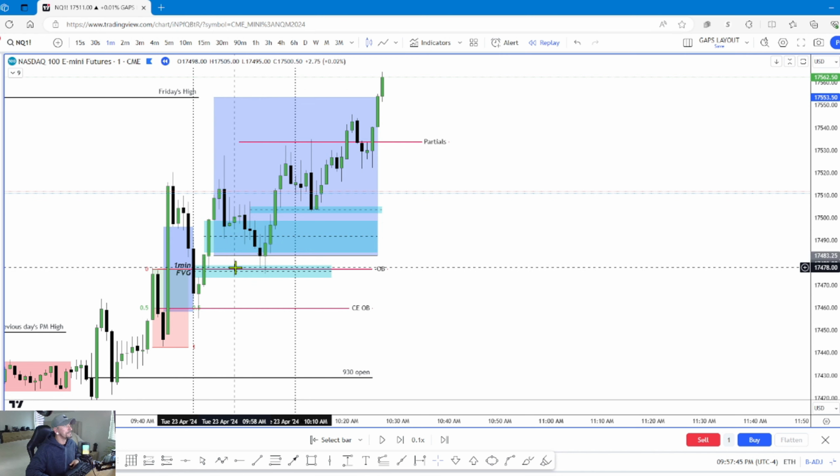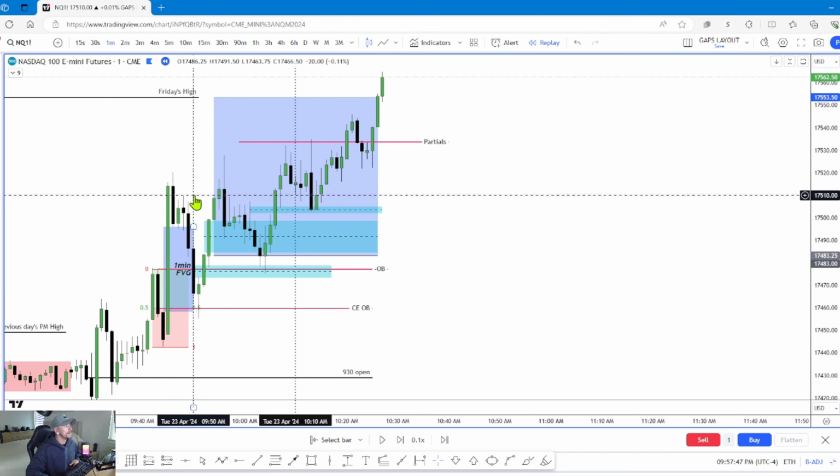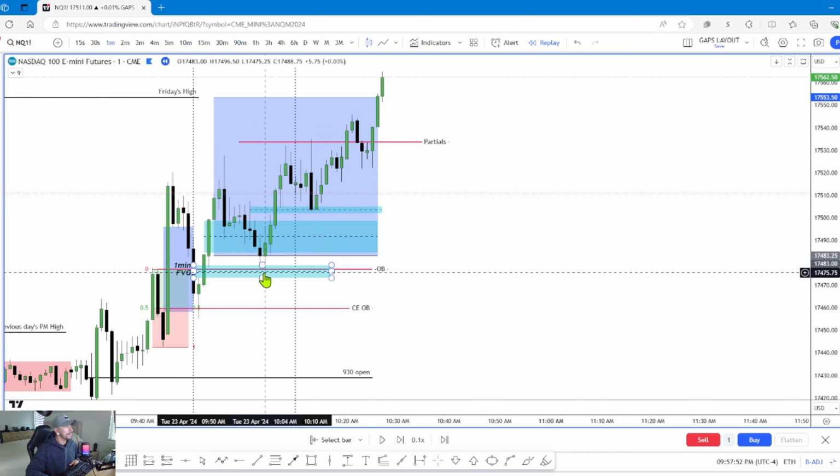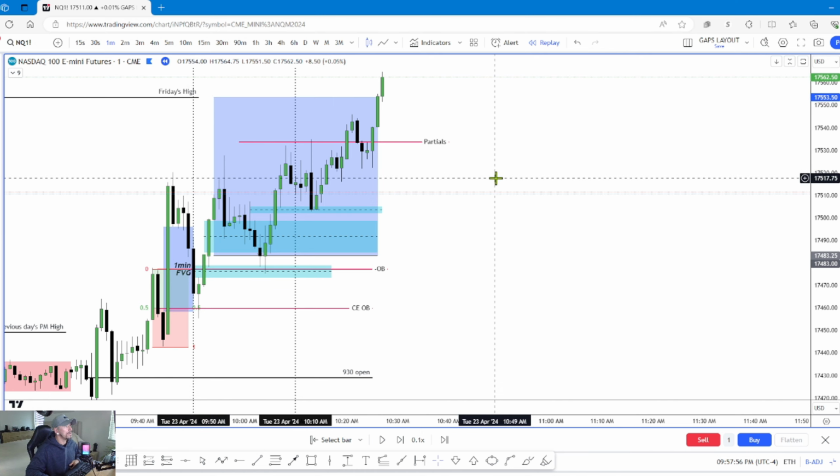Same time frame. 9:50 to 10:10. Respect to this order block in here. 1 minute fair value gap. Friday's high is the draw.